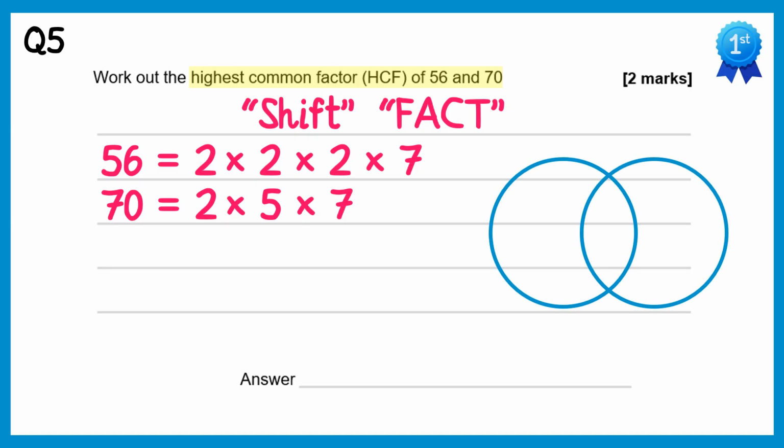So the first circle is going to represent the number 56, and the second one is going to be the 70. Now we look at those prime factors and we're looking for numbers that are in both of them. So I can see we've got two 2's here, so I'm going to cross those out and put 1 2 in the middle to represent them. Then looking across, I've got no more 2's in the bottom one, so I can't use 2 again.